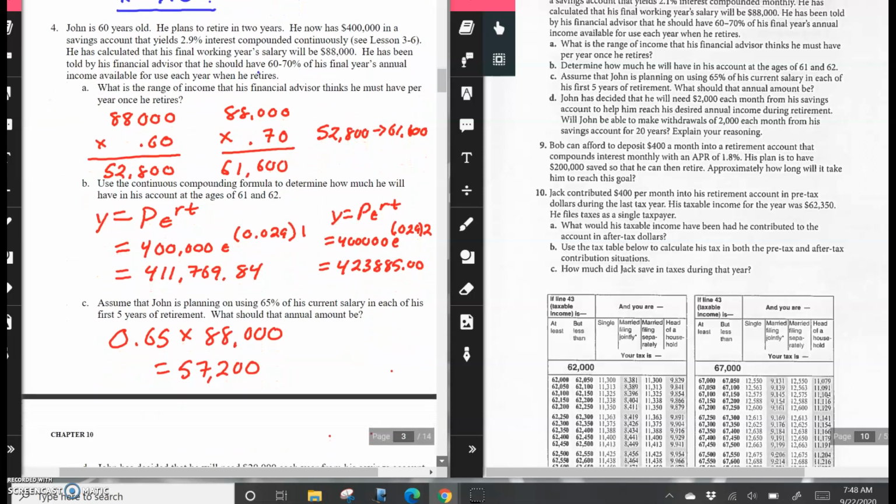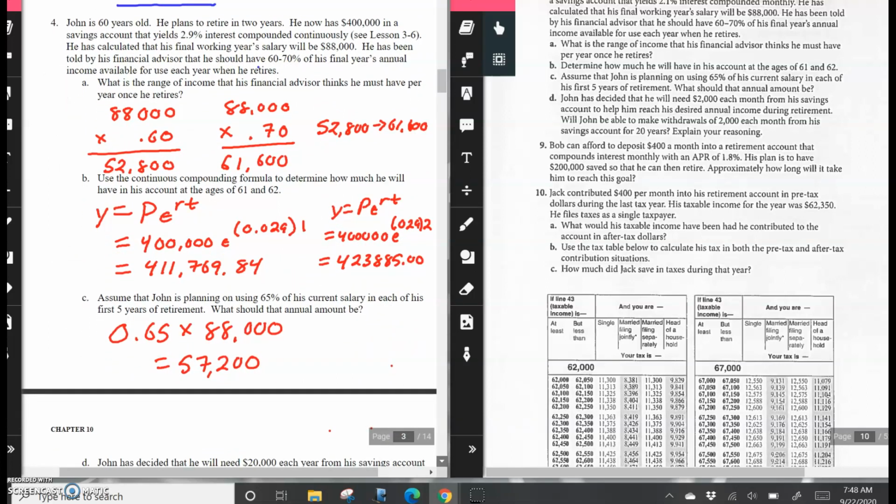Number 4. John is 60 years old. He plans to retire in 2 years. He now has $400,000 in a savings account that yields 2.9% interest compounded continuously. He has calculated that his final working year salary is $88,000. He has been told by his financial advisor that he should have 60 to 70% of his final year's annual income. So his final year's annual income is $88,000.